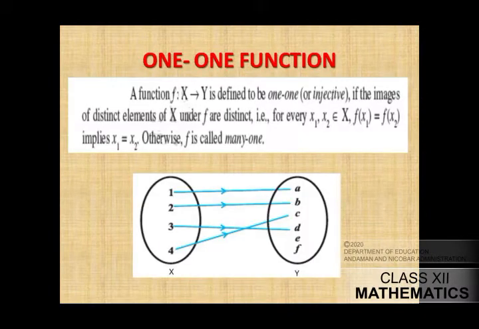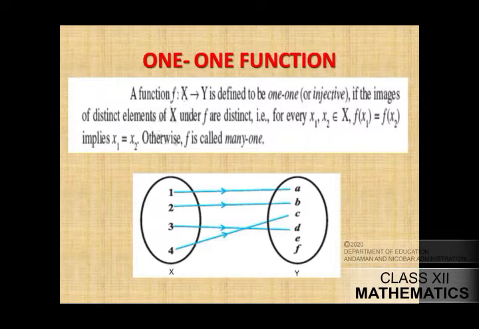You can see in my slide that a function f mapping from x to y is defined to be one-to-one or injective if the images of distinct elements of x under f are distinct. That is, for every x1, x2 belongs to x, f(x1) is equal to f(x2) implies x1 is equal to x2. Otherwise, f is called many one.